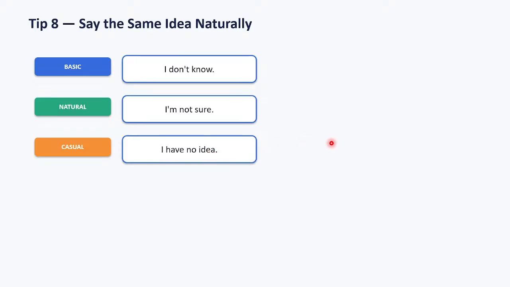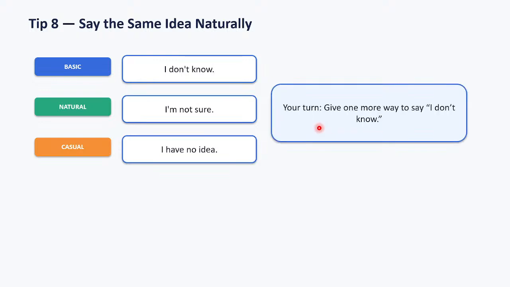Okay. In many local languages as well, one sentence can have n number of meanings. Correct? So how you speak is important. Basic, natural, and casual. Now your turn. Give one more way to say I don't know. How can you say this I don't know in another way?